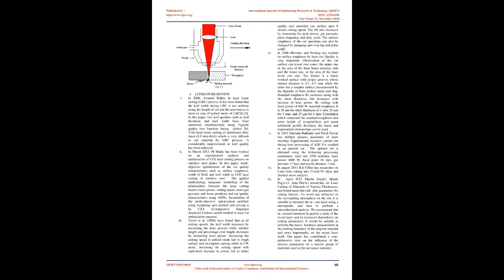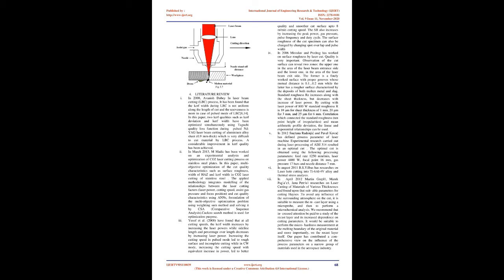In March 2015, Matic worked on an experimental analysis and optimization of the CO2 laser cutting process on stainless steel plates. In this paper, multi-objective optimization of the cut quality characteristics such as surface roughness, width of HAZ and kerf width in CO2 laser cutting of stainless steel was carried out. The applied methodology integrates modeling of the relationships between the laser cutting factors, laser power, cutting speed, assist gas pressure and focus position, and the cut quality characteristics using ANN, formulation of the multi-objective optimization problem using the weighted sum method, and solving it by CSA, comparative sequence analysis. The cuckoo search method is used for optimization purposes.